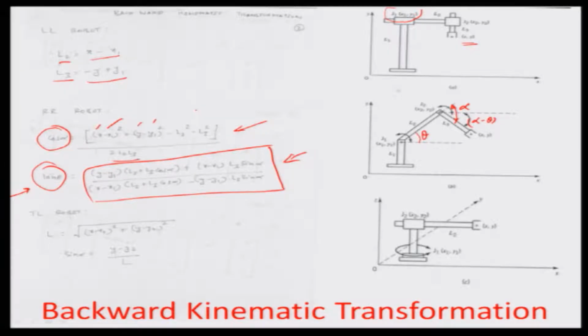Similarly, if you wanted to find out the link length L2 between the joint J2 and the end effector, it can be found from the square root of (x minus x2) squared plus (y minus y2) squared, and similarly the twist angle sin alpha can be determined as (y minus y2) divided by L, as the amount of angle that has been moved in an axis vertical, parallel to the z axis in this particular case. So, these are the backward kinematic transformations.